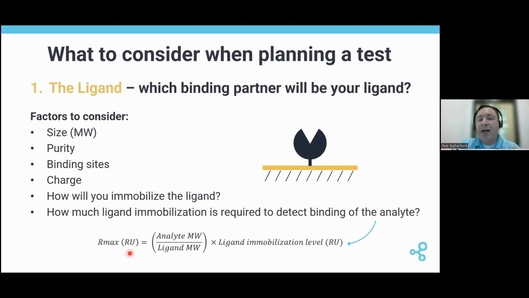By setting Rmax to 50, and knowing what your analyte and ligand molecular weights are, you can then solve for what ligand immobilization response you should see when you're doing a ligand injection, and it will tell you whether you are actually getting enough on the sensor surface.